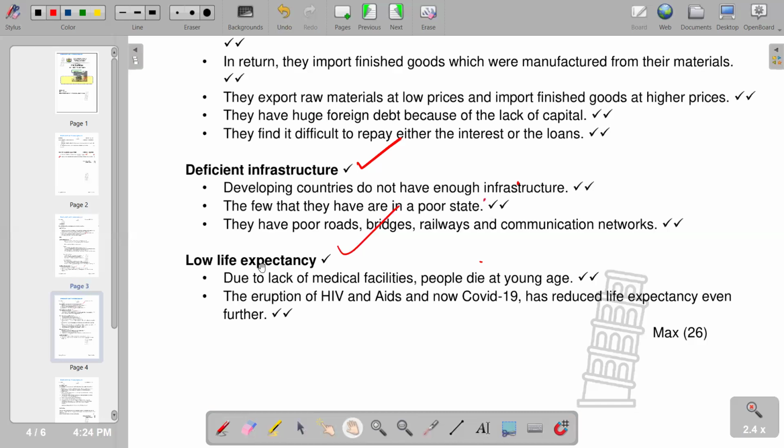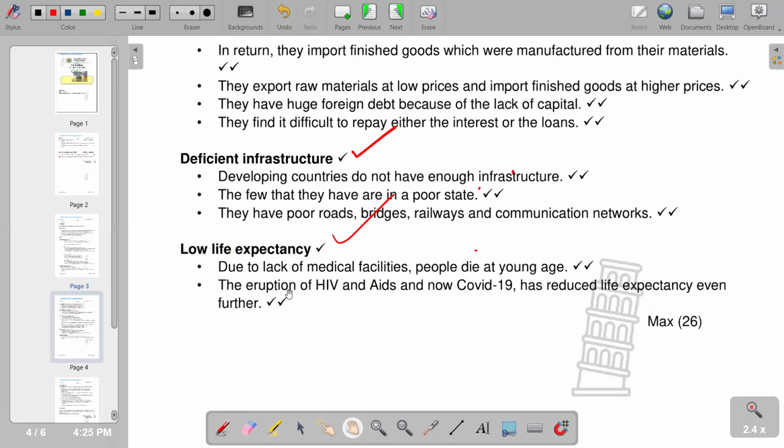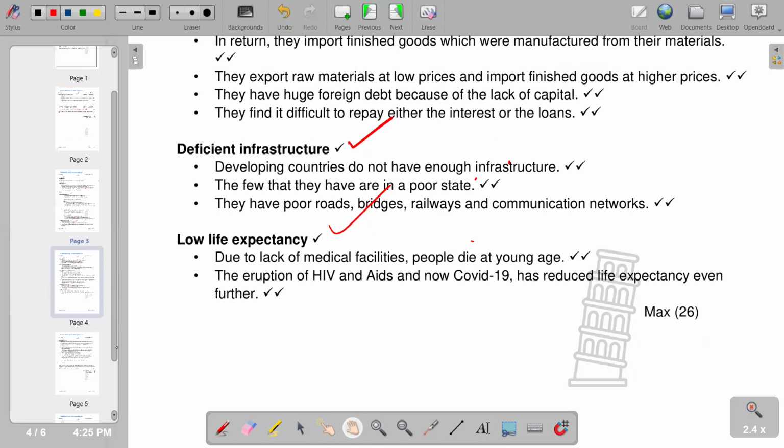We have low life expectancy due to a lack of medical facilities. People die at a young age. The eruption of HIV and AIDS and now COVID-19 has reduced life expectancy even further. Developing countries are mostly the hardest hit by HIV because of the low health facilities that are there, and also there are fewer campaigns done to prevent the spread of HIV and AIDS. So this is what we have on this part.